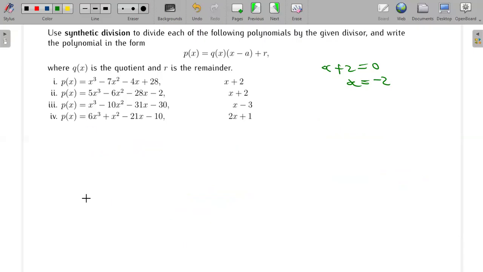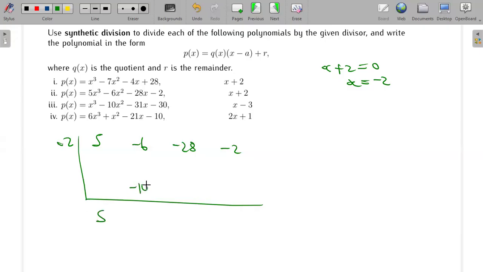Here next we have the same, we put negative 2 because we're dividing by x plus 2. Then the coefficients are 5, negative 6, negative 28, and 2. Here you add 5 plus 0 gives you 5. 5 multiplied by negative 2 gives you negative 10. You add here, you get negative 16. Then you multiply and you get positive 32. Then you add, negative 28 plus 32 just gives us 4. So 4 multiplied by negative 2 gives us negative 8. And when we add, we get negative 10.